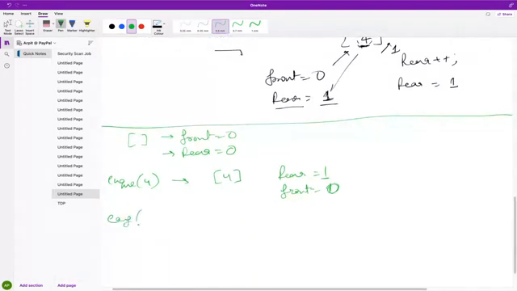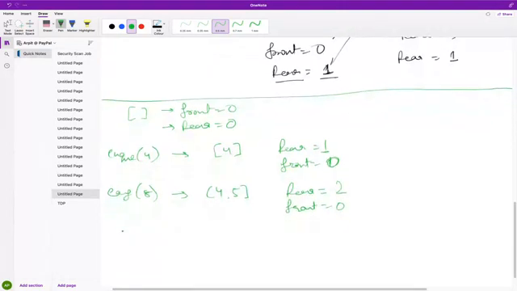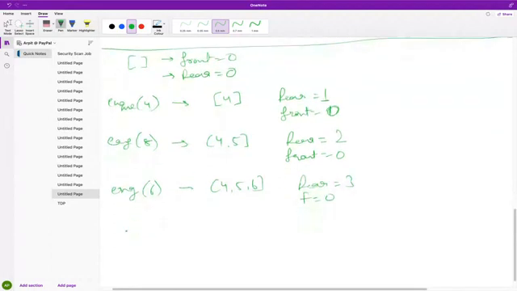Now again enqueue 5. So you are telling this is the first index where you need to insert. So 4, 5. Now rear has become 2. Front is still 0, because we have not deleted anything. Now again enqueue 6: 4, 5, 6. Rear is now 3. Just visualize these things. Front is equal to 0.